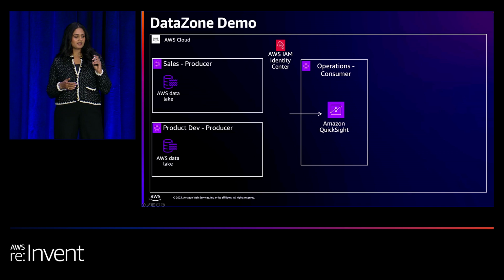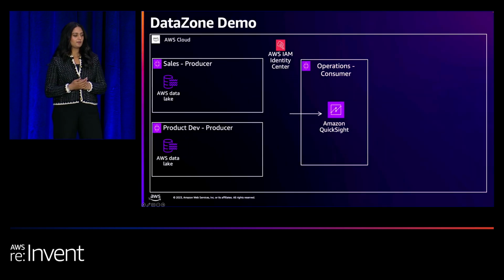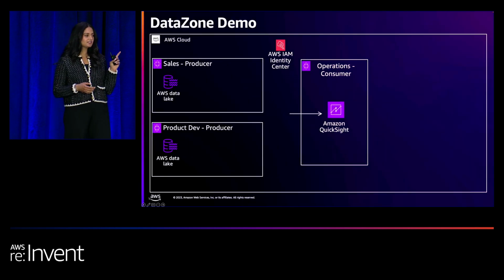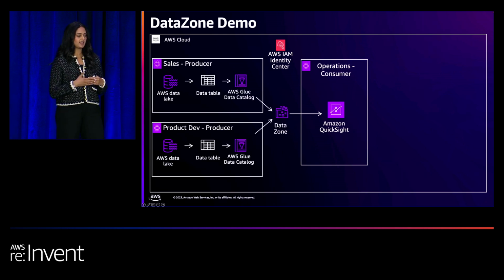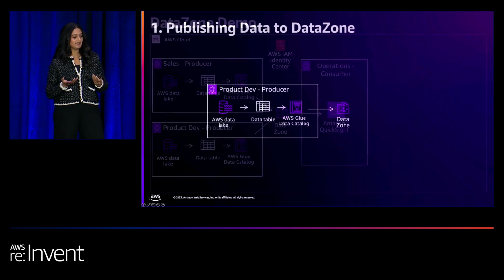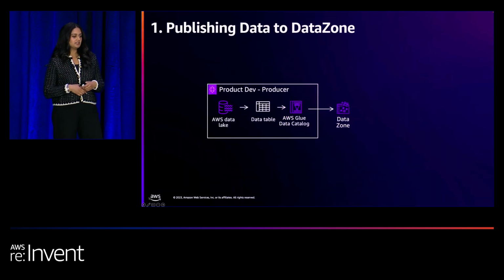So starting off, as you can see in this architecture diagram, we have two producers. We have our sales team, and then we have our product development team. Both of these teams have a data lake that they catalog data into their data zone. From there, we have our consumer within operations, where they're able to take this data and visualize it in QuickSight. So the first step is to publish that data into DataZone.